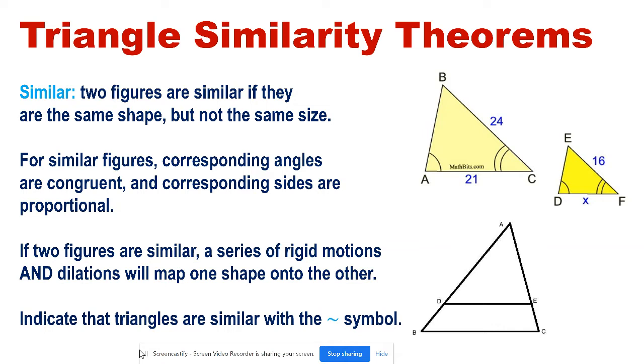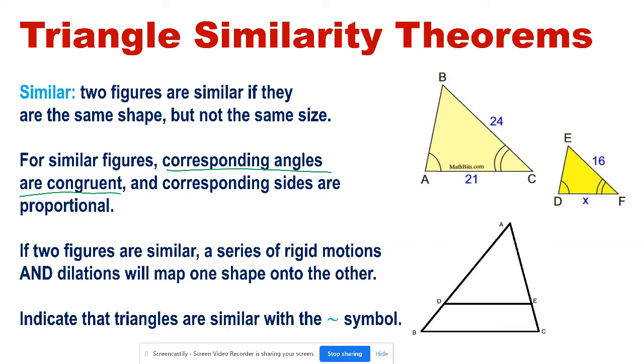So in the picture over here on the right, you have the two yellow triangles. These are similar. They look very much the same, but obviously one is much smaller than the other. So what it says here is the corresponding angles are congruent, and you can see that in the diagram. We've got a couple pairs of congruent angles that are marked there, but the corresponding sides are proportional. We'll talk a little bit more about that as we go along.